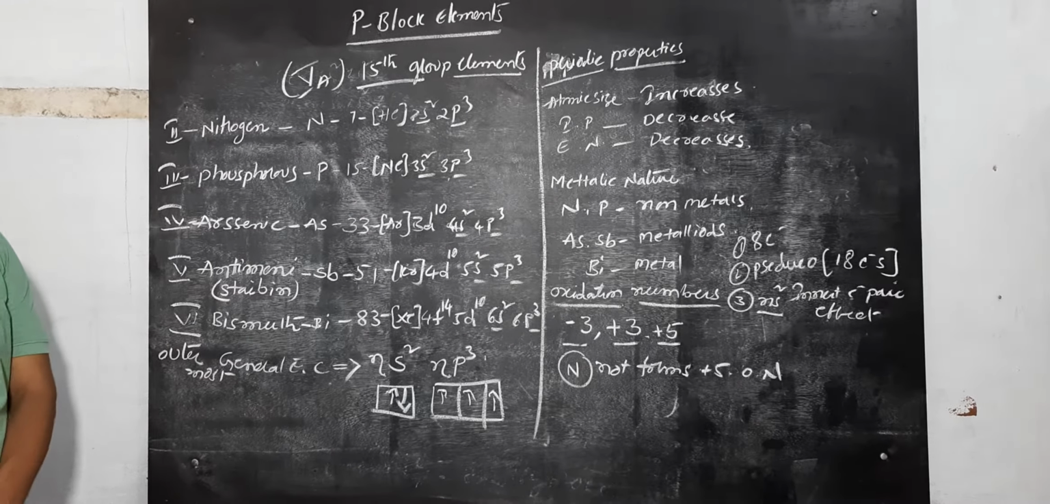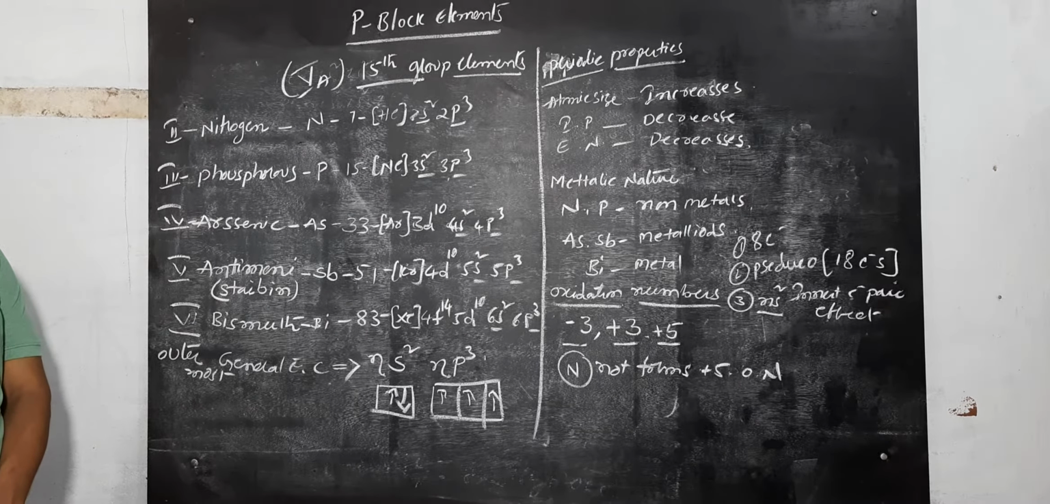Nitrogen does not form a +5 oxidation number. That means it never loses 5 electrons. Why? Due to the lack of D and F orbitals. That means it doesn't have D and F orbitals, so it does not exist in the +5 oxidation number.